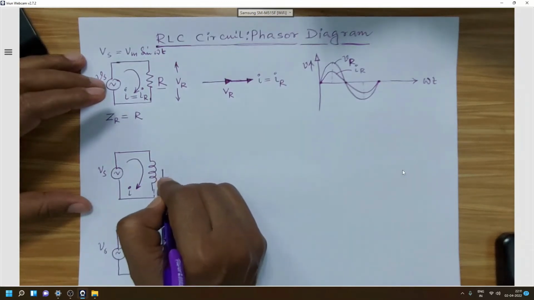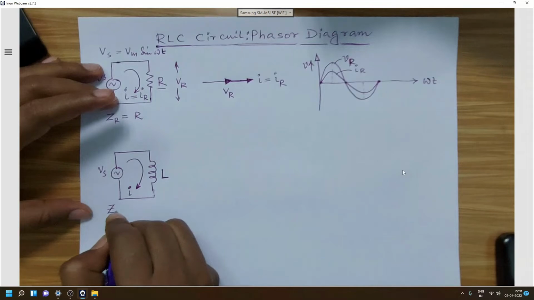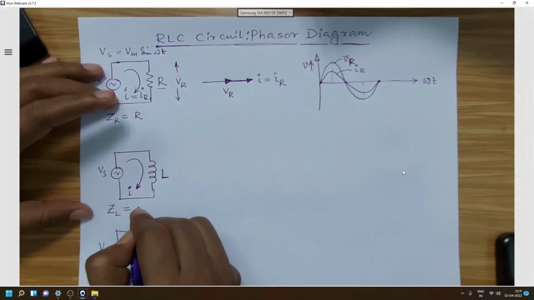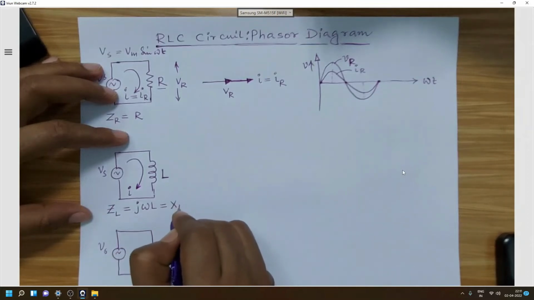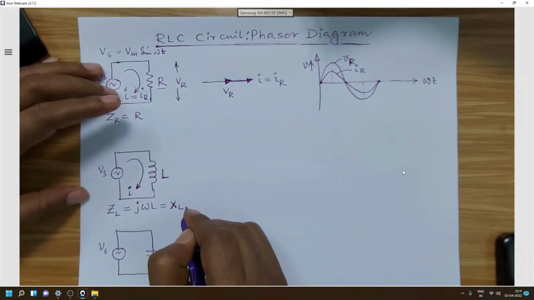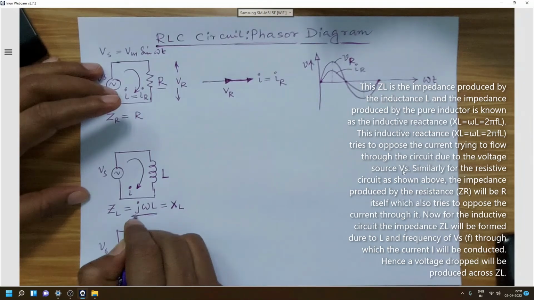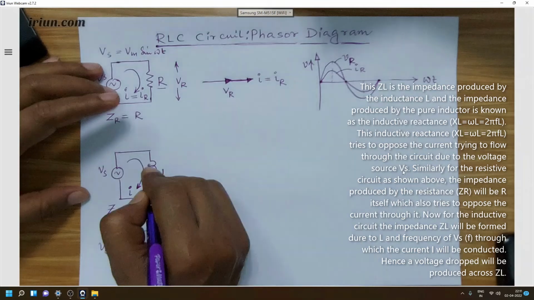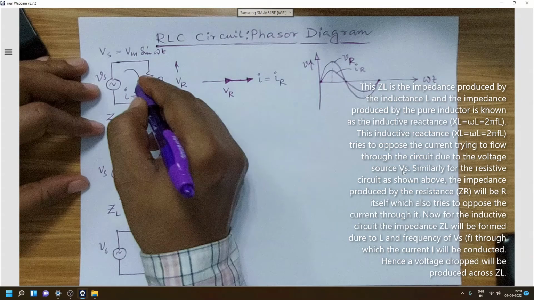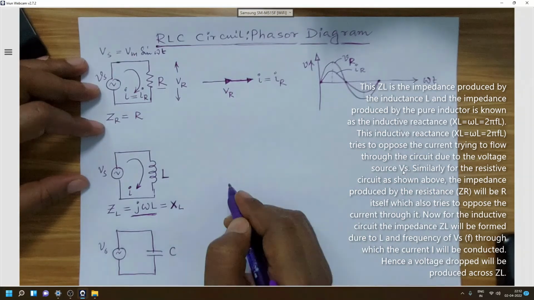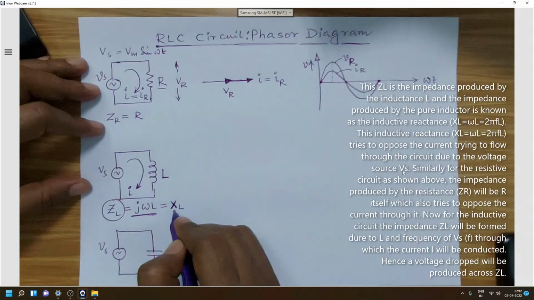Now due to the conduction of L, the inductor will develop its own impedance called ZL, which is equal to j omega L. This omega L is denoted by XL, and this XL is called inductive reactance.